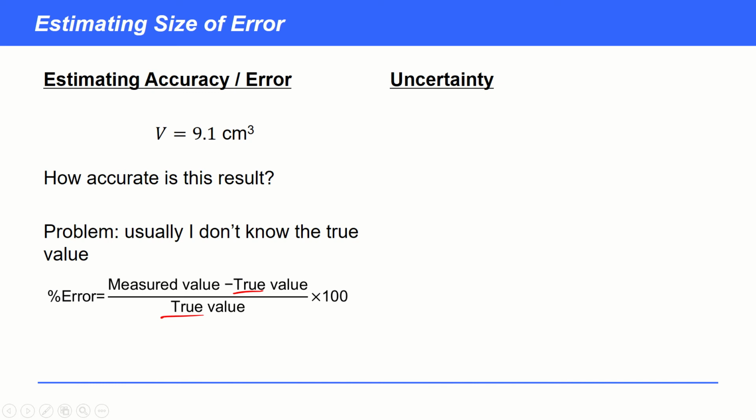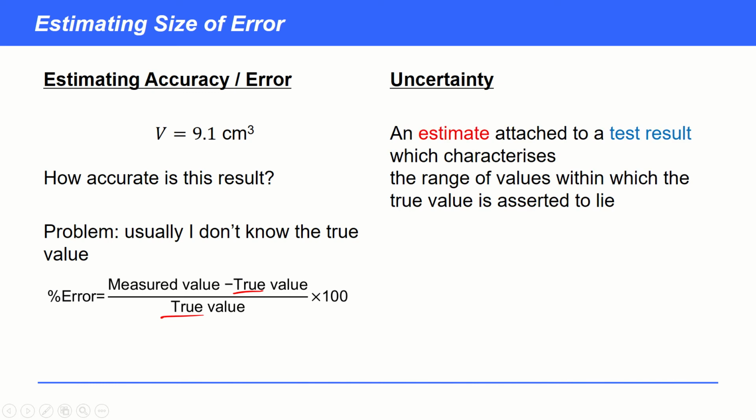So the solution to this is to use something called an uncertainty. And the uncertainty is an estimate which you attach to a test result, which characterizes the range of values within which the true value is asserted to lie. So rather than just quoting a volume as 9.1, I actually say that the volume should be 9.1 plus or minus 0.5, and this 0.5 is the uncertainty.